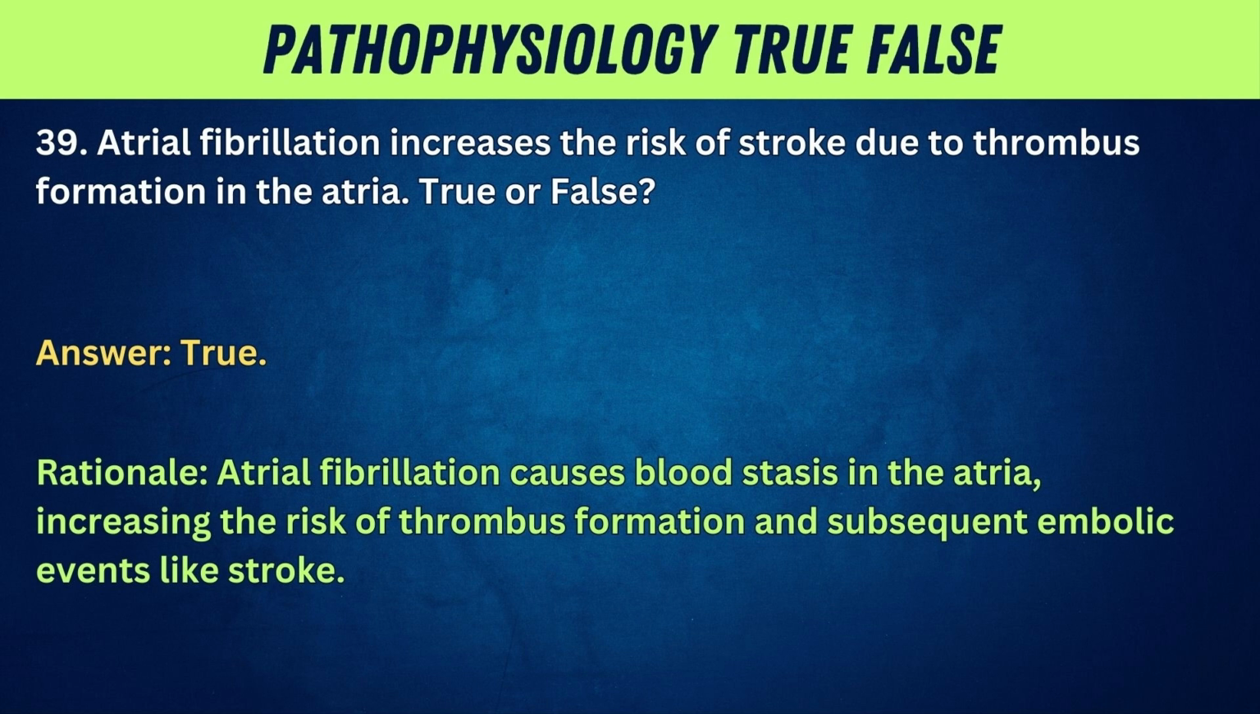True or false? Answer: true. Rationale: Atrial fibrillation causes blood stasis in the atria, increasing the risk of thrombus formation and subsequent embolic events like stroke.